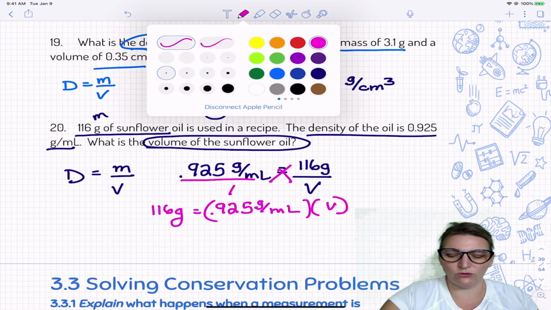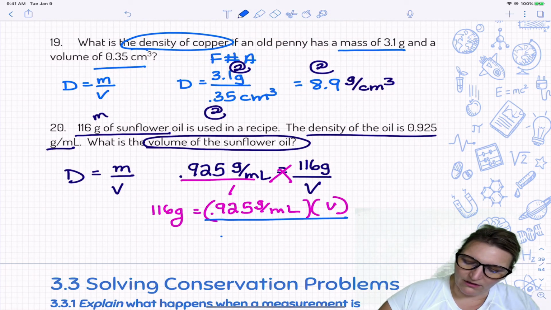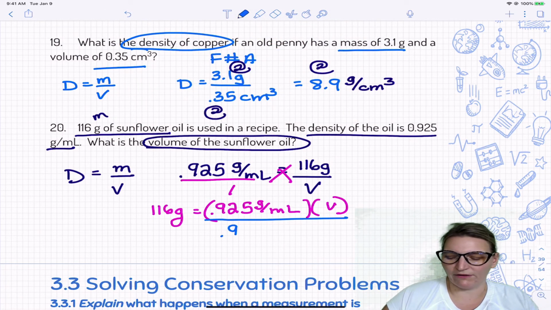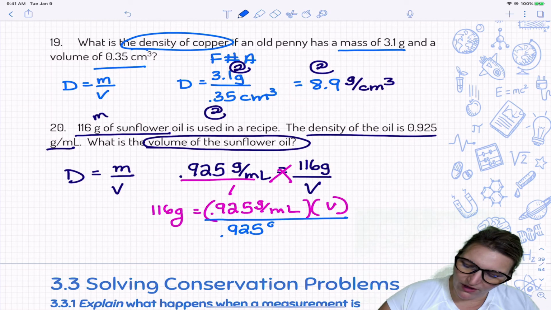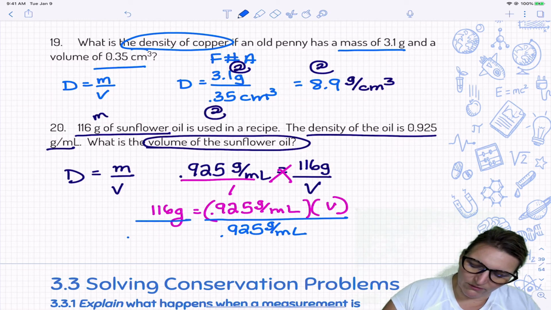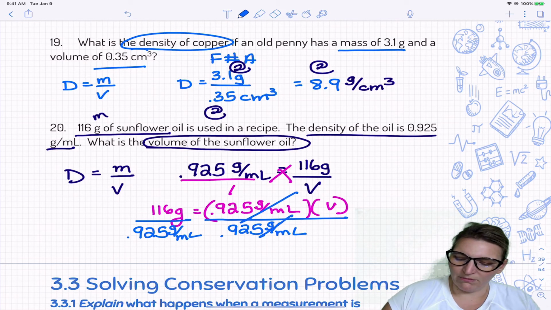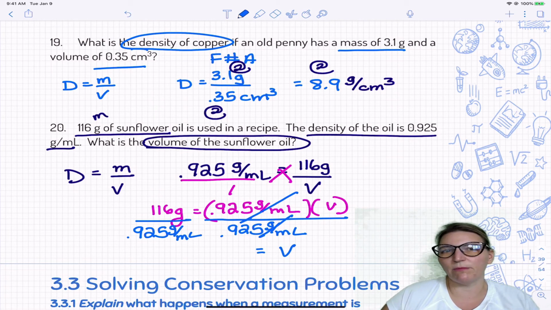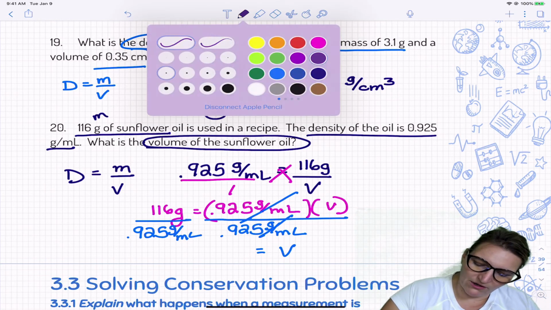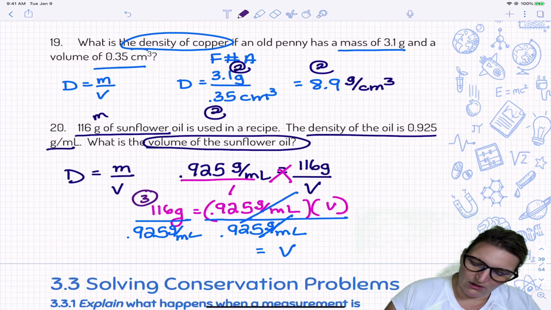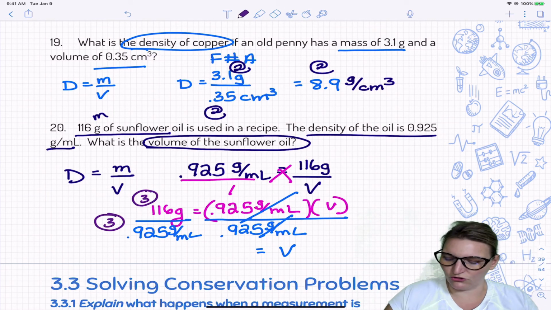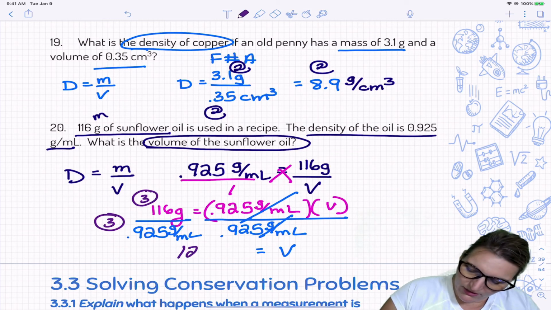And then this step, most students do remember that we do the opposite operation to isolate the variable. Since volume was multiplied by 0.925, I need to divide both sides by 0.925 grams per milliliter. So in that place, it will cross out, meaning the only thing on the right-hand side of my equal sign is the variable that I'm trying to solve for, the volume. My answer, how many significant figures? 116 has 3. 0.925 has 3. So my answer should just have 3. It comes out to be 125.